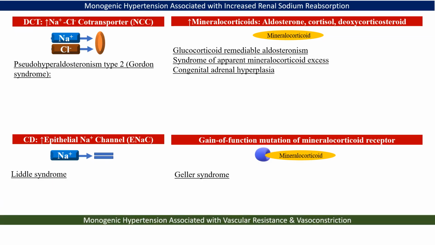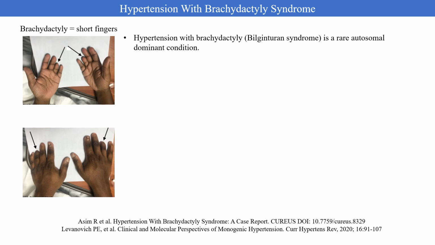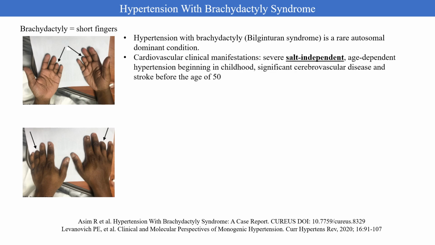A mutation leading to increased vascular resistance and vasoconstriction can lead to hypertension. One such known condition is hypertension with brachydactyly. Hypertension with brachydactyly is a rare autosomal dominant condition. The disease is known to cause severe salt-independent and age-dependent hypertension that begins in childhood. Affected individuals can develop significant cerebral vascular disease and stroke before the age of 50.